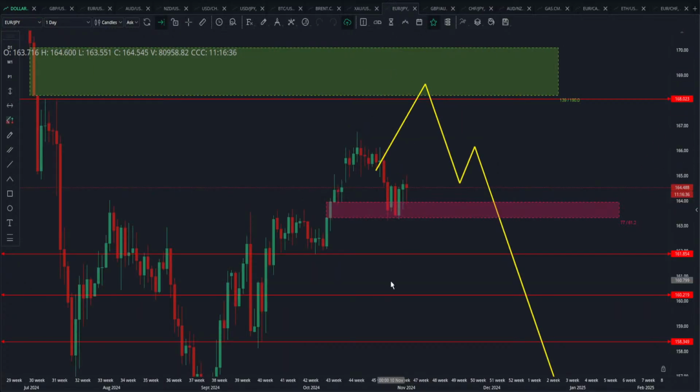What about the Euro JPY? Euro JPY is consolidation. Nothing. No fair value gap here. The price is going higher. It doesn't mean anything. Yes, there is a fair value gap here, but it has been closed. So all in all, the Euro JPY is in a consolidation, a big consolidation. So I'm not even touching this market.